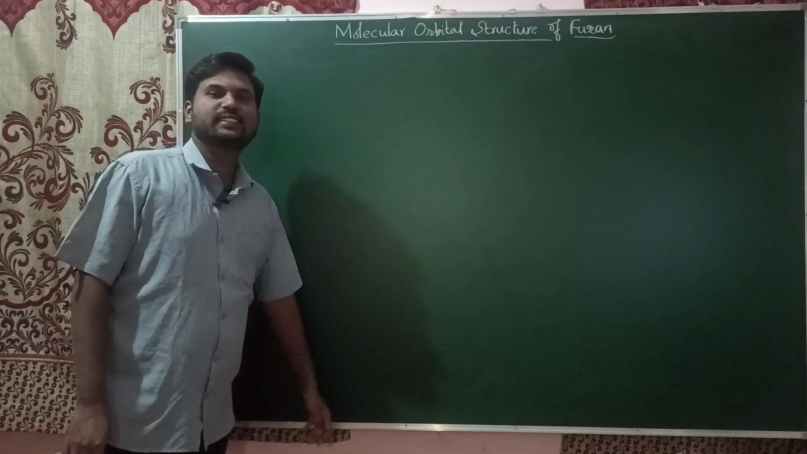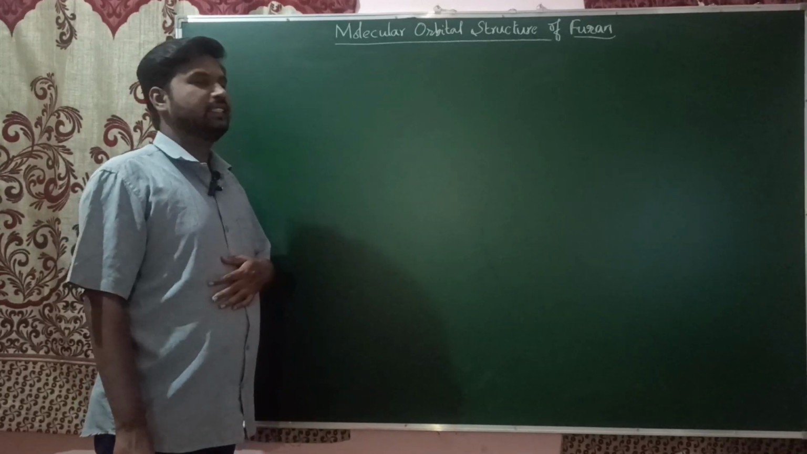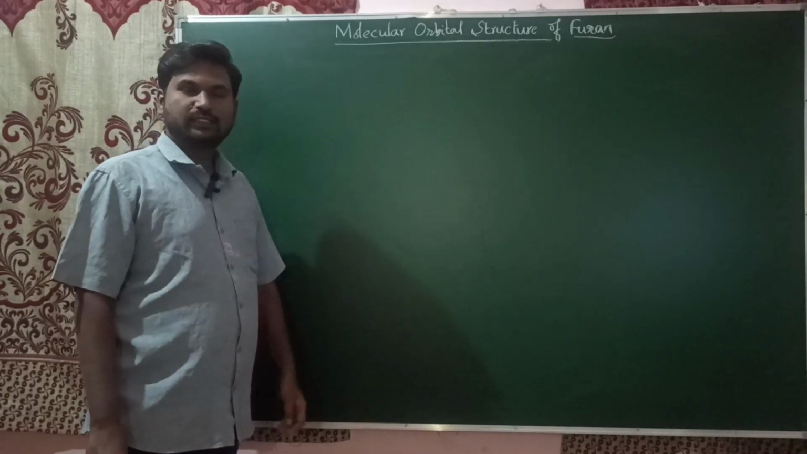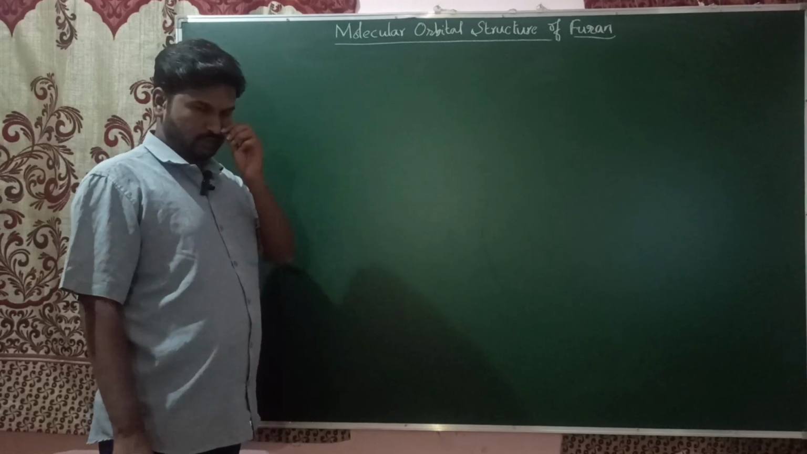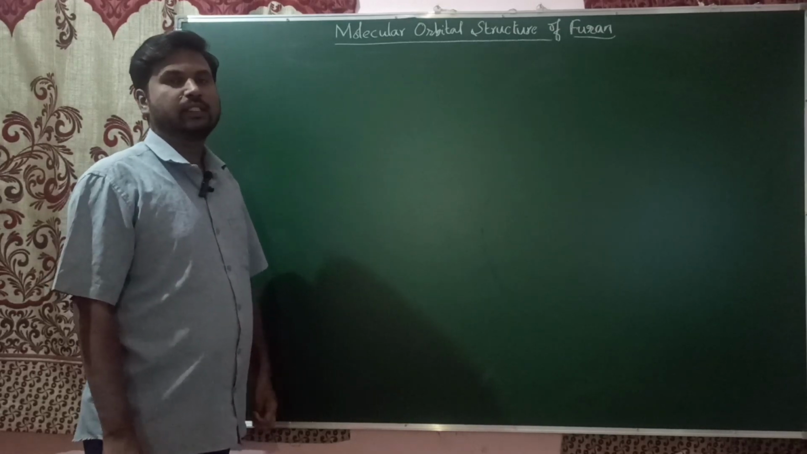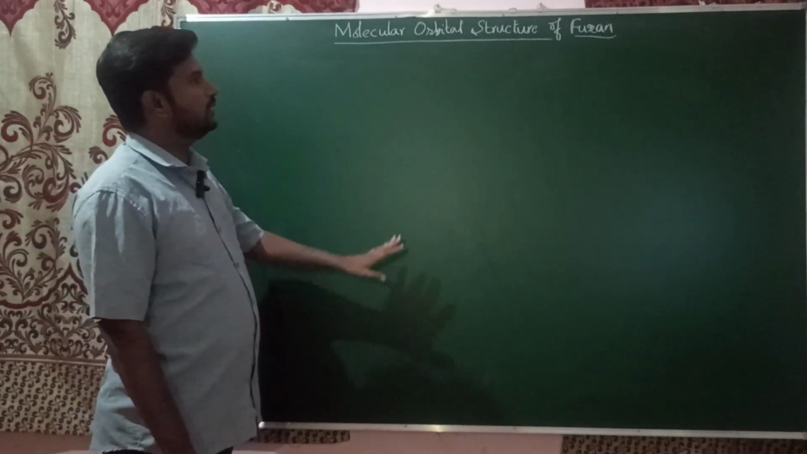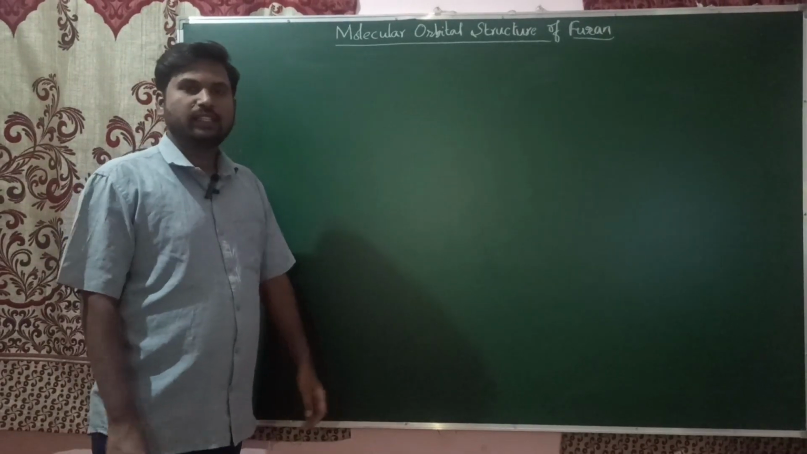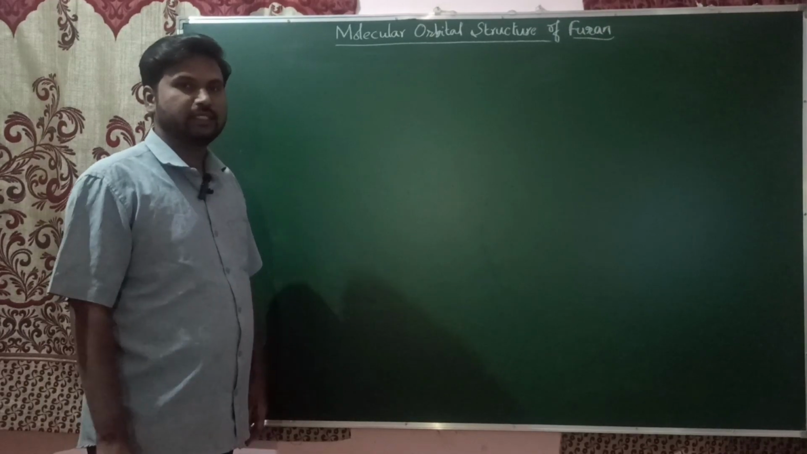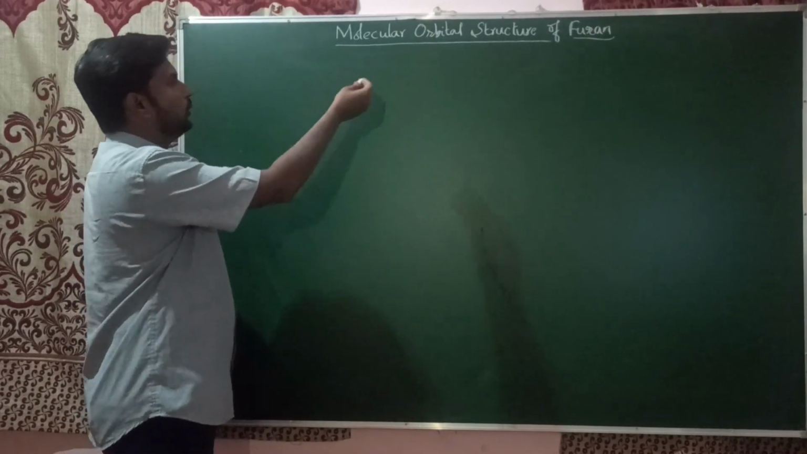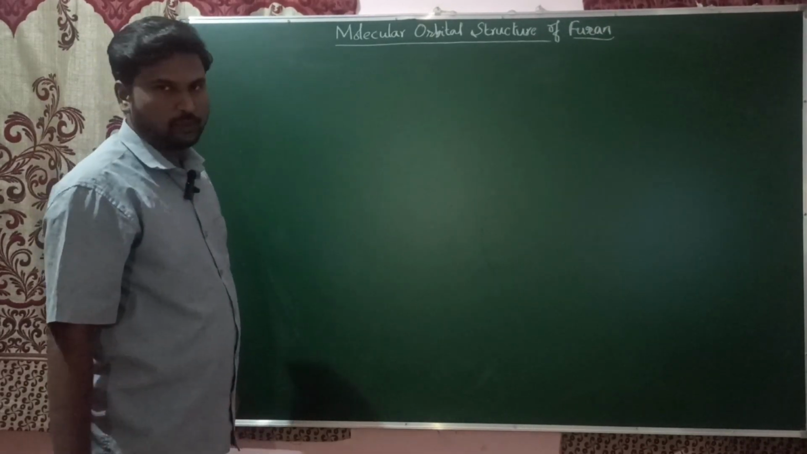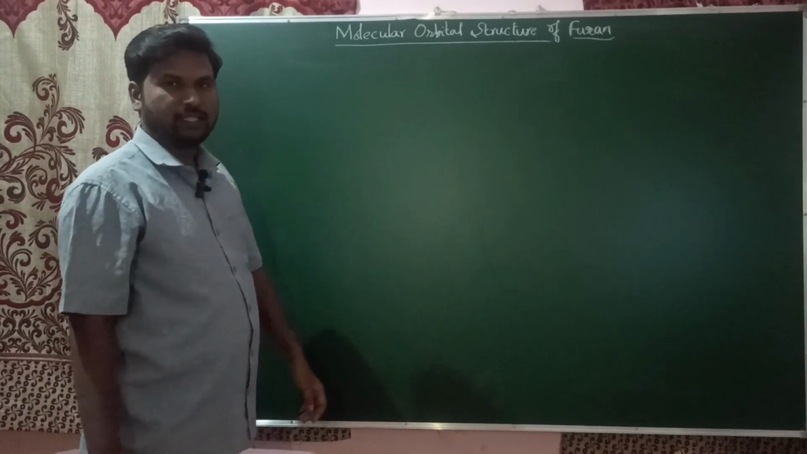Hi dear students, today we'll discuss the molecular orbital structure of furan. This is also one of the very important topics in your exam. It is usually for 4 marks or 5 marks, and it is there for the final year BSc students in chemistry. So furan is a heterocyclic compound, as we discussed in the last classes.